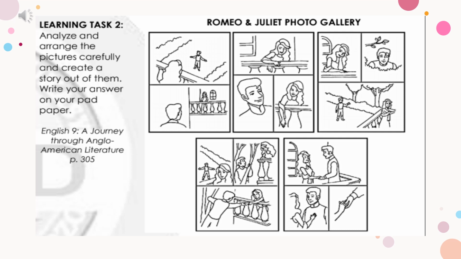And the third picture would be this one, where Juliet helped Romeo to climb or to be on the terrace. Then the fourth image would be this one, wherein Romeo's able to climb or exerted effort to climb so that he can be with Juliet. And the last image we have here, Romeo and Juliet standing next to each other. So this is the love story of Romeo and Juliet, or we have here the secret meeting of Romeo and Juliet. So that would be for learning task 2.